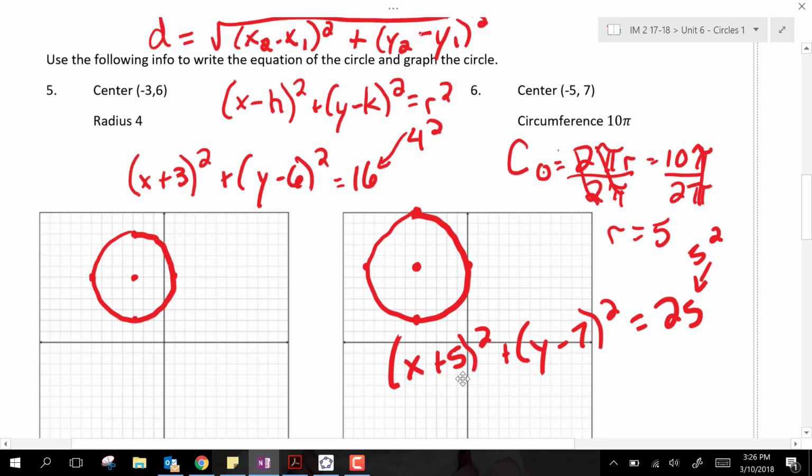So we plug it in. (x + 5)^2 from the -5 here, plus (y - 7)^2 from the 7 here, equals 25 from this 5 here. And again, we graph it opposite of the 5, so it's -5, and opposite of the -7, so up 7, that's our center, and from there we go 5, 5, 5, 5, and connect the dots.